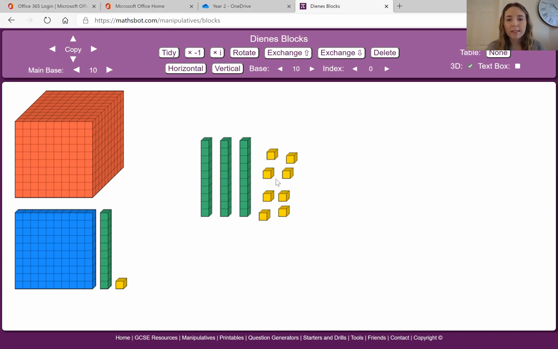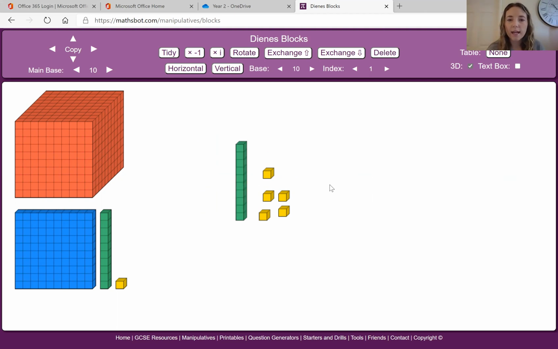So 23. So we know we've got 3 ones and 2 tens. So we're going to take away our 3 ones. 1, 2, 3. Let's get rid of those completely. And we're taking away 2 of our tens. So we have to look at how much we have got left. We've got 1 ten, 1, 2, 3, 4, 5 ones. So we've got the number 15.